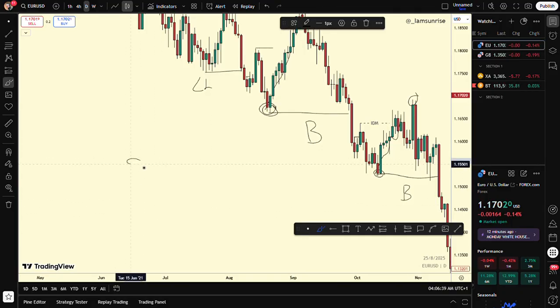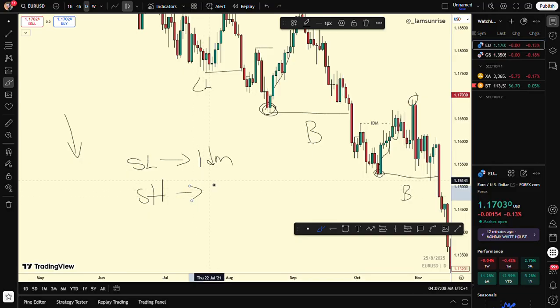So we can say, in a downtrend, say price is going to the downside, for strong low, we can say inducement. Strong high, we can say break of structure. This is for the downtrend though. This is for the downtrend, remember.